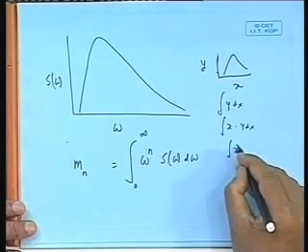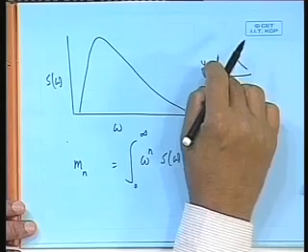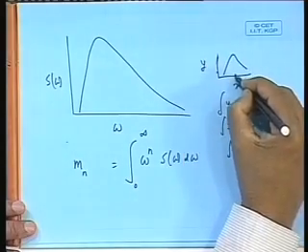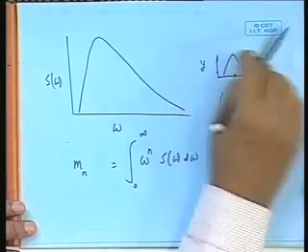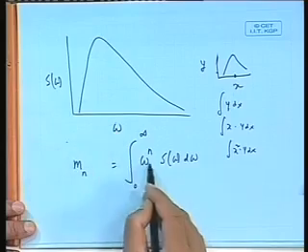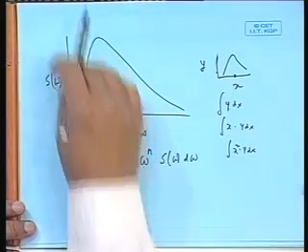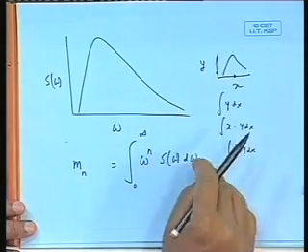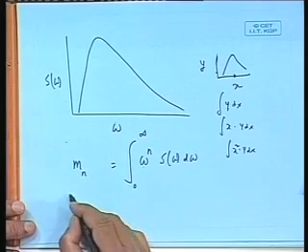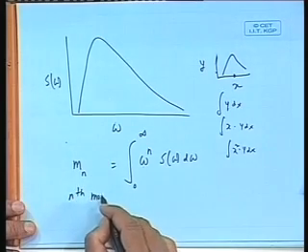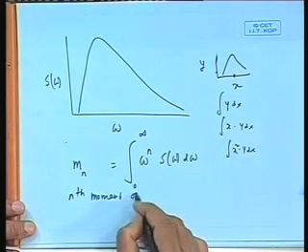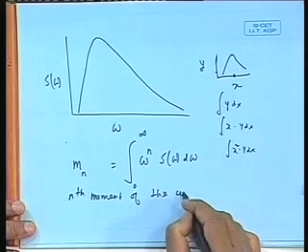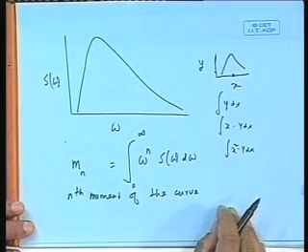Integration of x square into y dx would be the second moment of area about the graph. Therefore, integration of this ordinate, y to the power n, into this dx, this d omega, represents the nth moment of the curve. Why do I say this is the nth moment of the curve? Because we will find out that many of the statistical parameters of this graph are related to that nth moment.